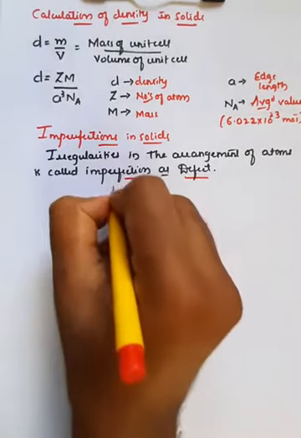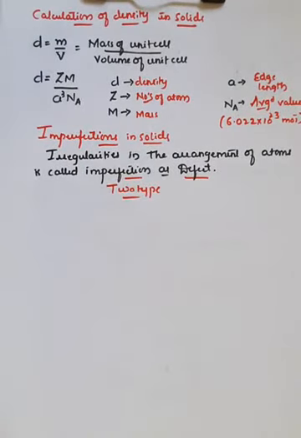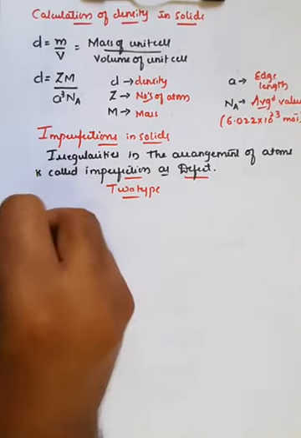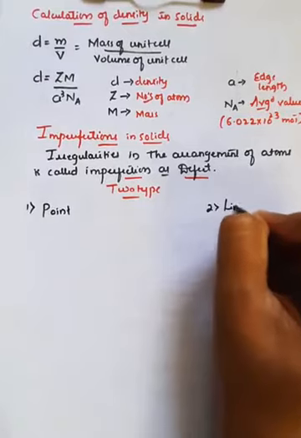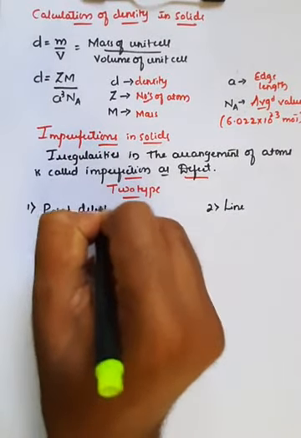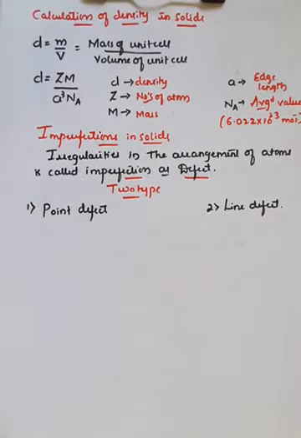So generally there are two types of defect. Defects are generally classified into two types. One is called a point defect, and another one is called a line defect. First one we will call a point defect, and second one is called a line defect. In point defect, whenever there is an irregularity, or a deviation from the ideal arrangement around a particular point or an atom, that is generally called a point defect.